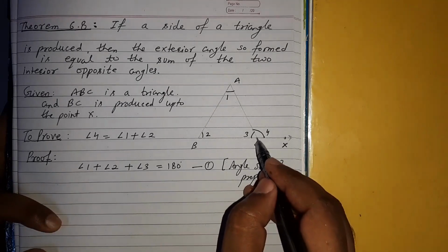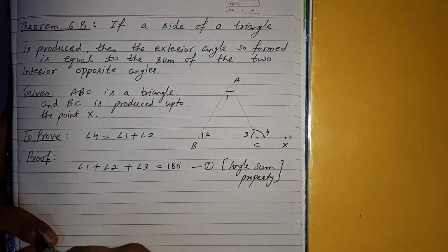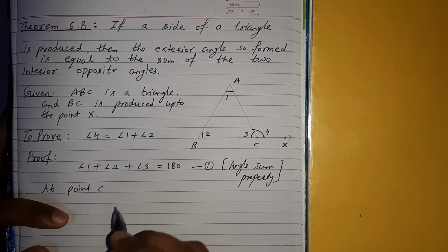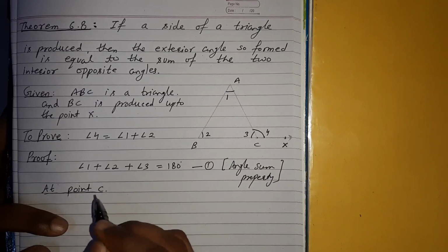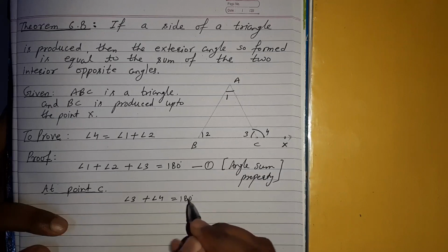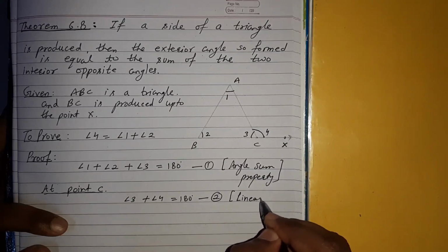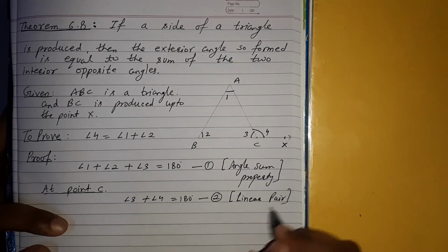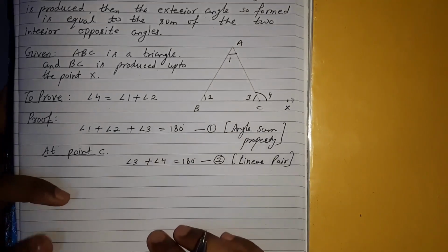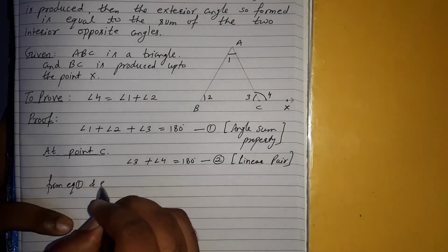At the point C, angle 3 and angle 4 are forming a linear pair. At point C, angle 3 plus angle 4 is equal to 180 degrees. It is equation number 2, by using the linear pair.